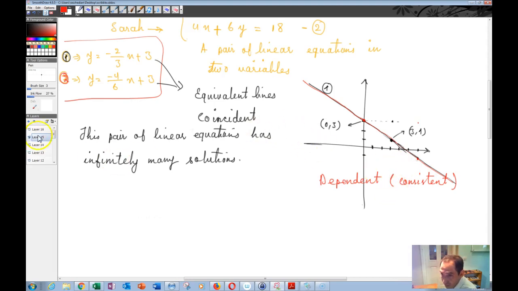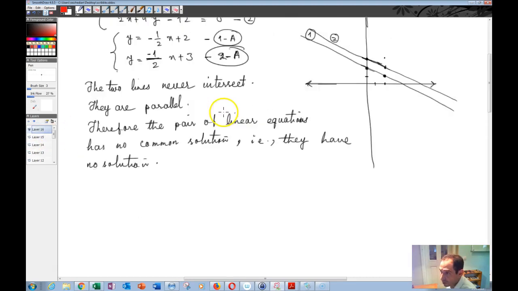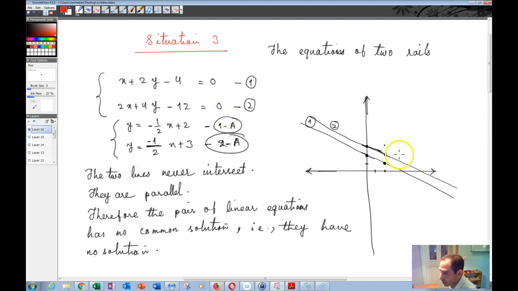And then we have this situation over here where the two lines were parallel, and this is an inconsistent pair of linear equations.